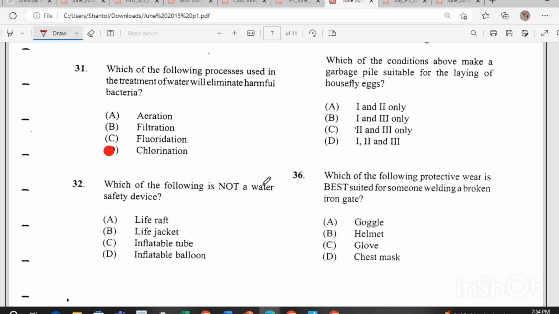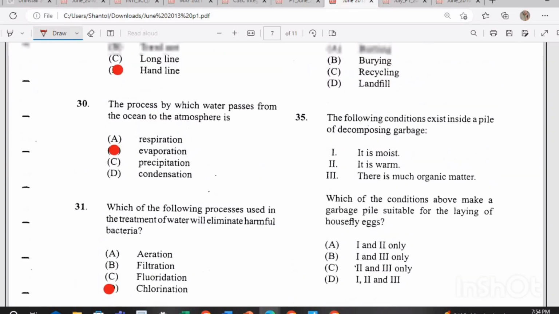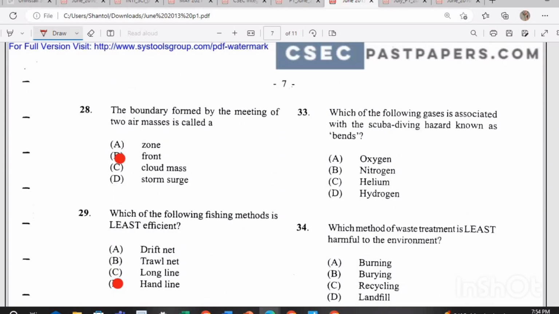32. Which of the following is not a water safety device? Is it A, a life raft, B, a life jacket, C, an inflatable tube, or D, an inflatable balloon? If you thought inflatable balloon, you are correct. 33. Which of the following gases is associated with the scuba diving hazard known as the bends? Is it A, oxygen, B, nitrogen, C, helium, or D, hydrogen? The answer is B, nitrogen.